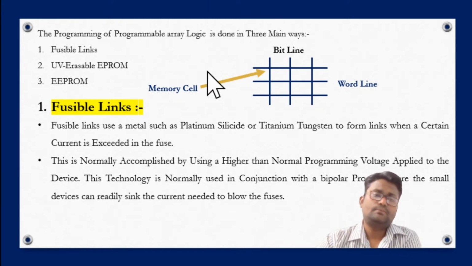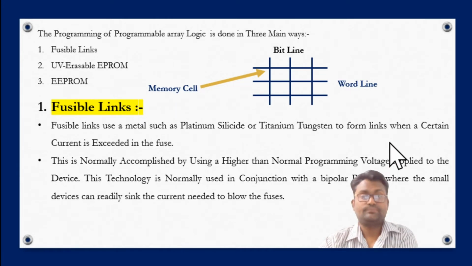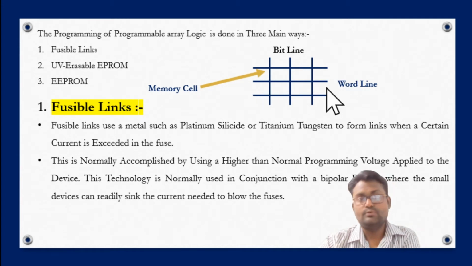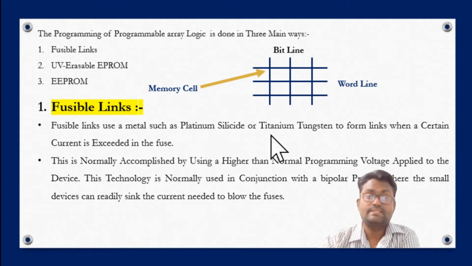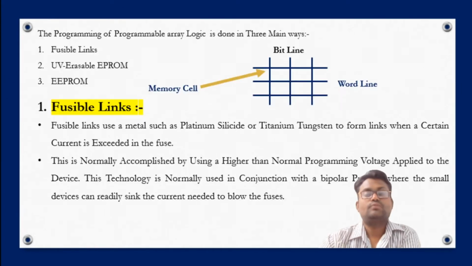One problem occurs in it. One main disadvantage is that for making a memory cell, we need a very high voltage that we provide to the word line as well as to the bit line. This is the main disadvantage that occurs in a fusible link. Another disadvantage is that this is a one-time operation. Only one time can we store certain data into it.